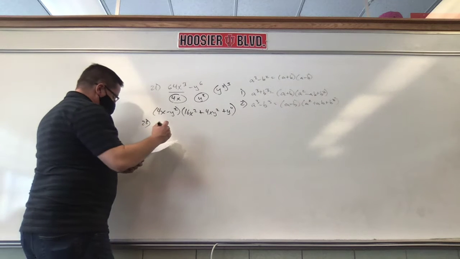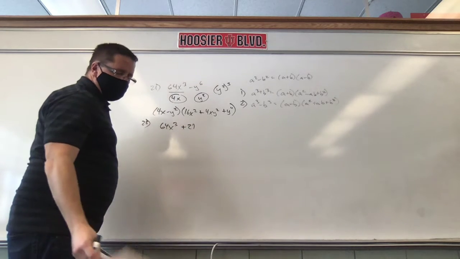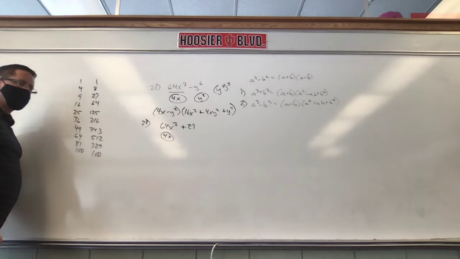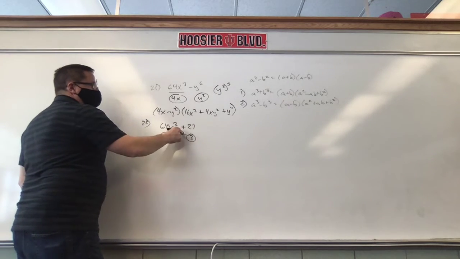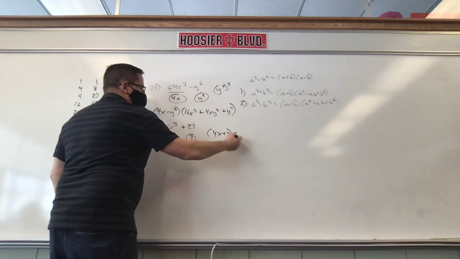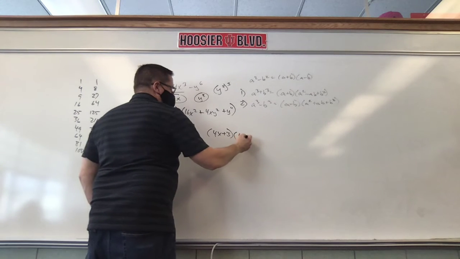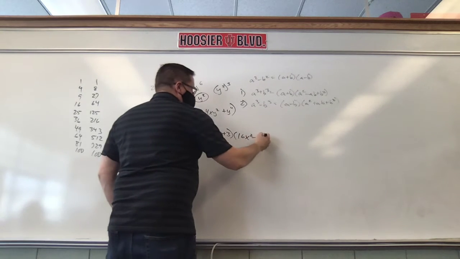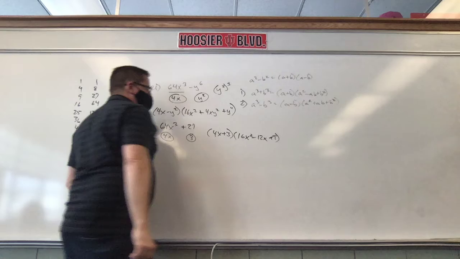23. This will be an easier one. 64x cubed plus 27. These are both cubes. We already did 64x cubed. That's 4x cubed. 4x times 4x times 4x is 64x cubed, and 27 is 3 cubed. This time it's plus, though, so we're going to use formula number 1. A plus b is 4x plus 3 times a squared, which is squaring 4x. 4x times 4x is 16x squared, minus a times b, so minus 4x times 3, so minus 12x, plus b squared, plus 3 squared, which is 9.